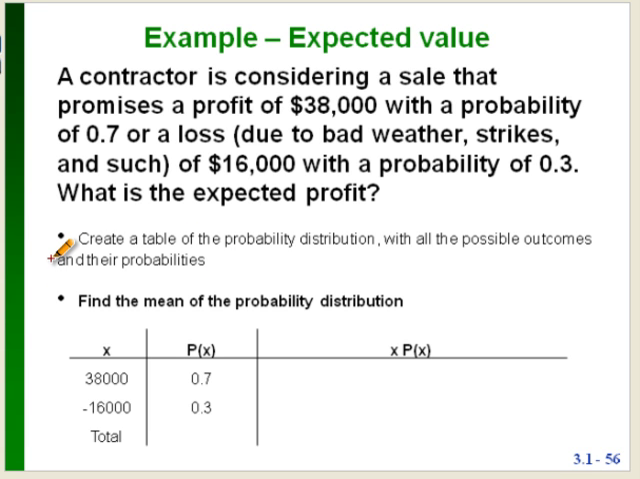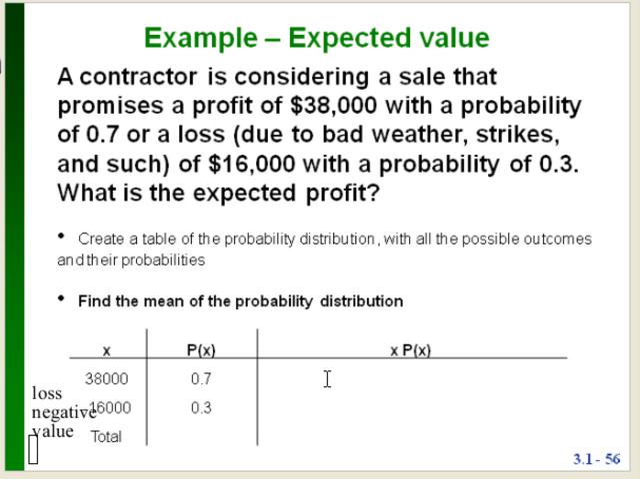So to find this, first we need to create a table with our probability distribution. So we need to list all the possible outcomes and the probability for each one. So in this one we only have two possible outcomes. He either gets a profit of $38,000 or a loss of $16,000. And notice that for the loss, we have to put that as a negative value. So that's why this was a minus 16,000 right here. We've got the probabilities that are already given to us.